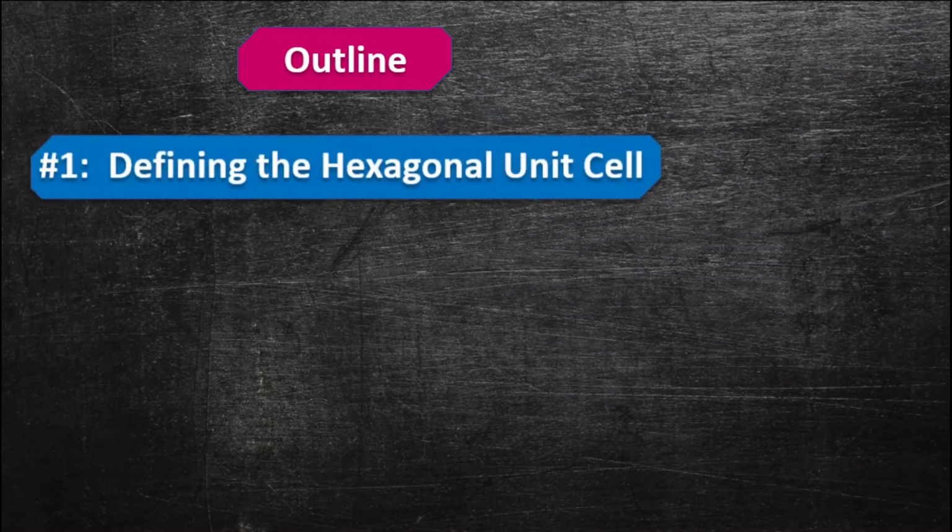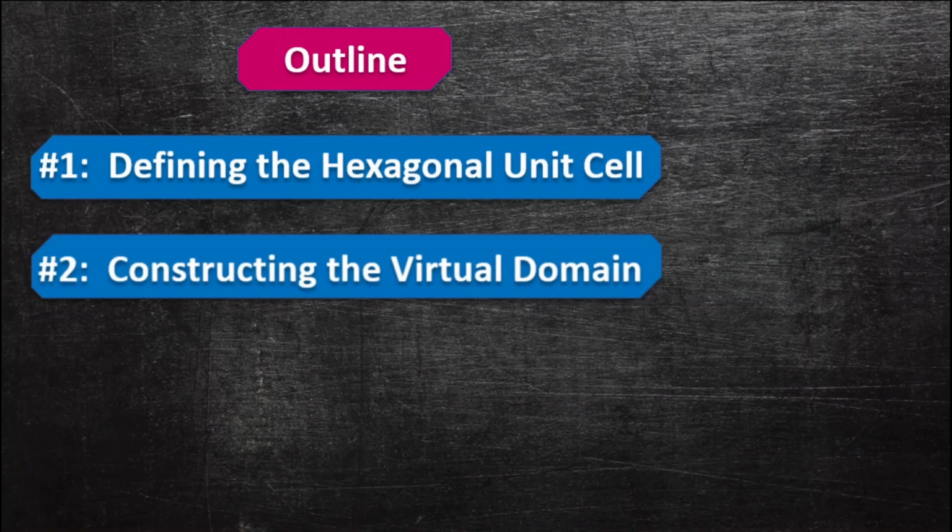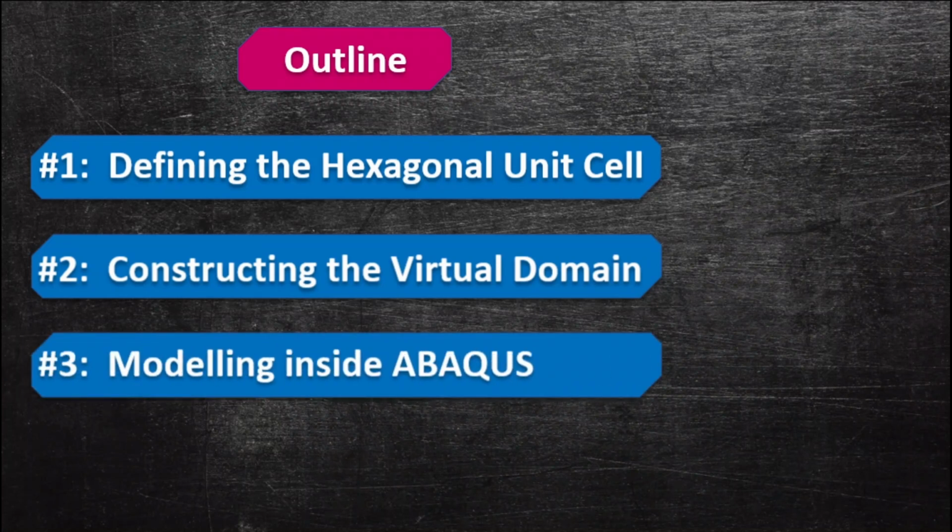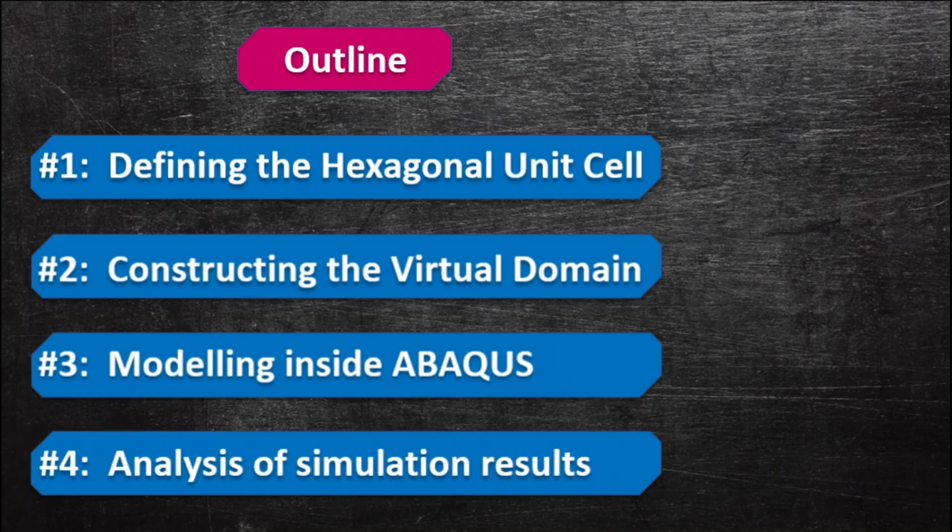The outline that we're going to be working with in this video includes, first and foremost, defining the hexagonal unit cell. Then we'll talk about how to actually construct this within ABAQUS so that you can understand how to create it. Then we'll move on to modeling the unit cell within ABAQUS. And then finally, we analyze the simulation results so that at the end we're able to extract stress and strain data as well as effective properties for this kind of composites.